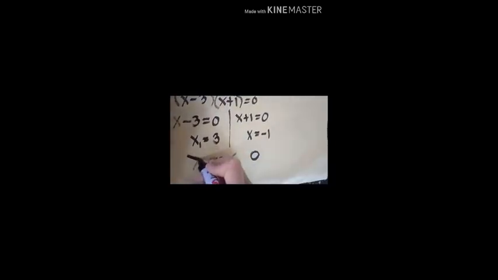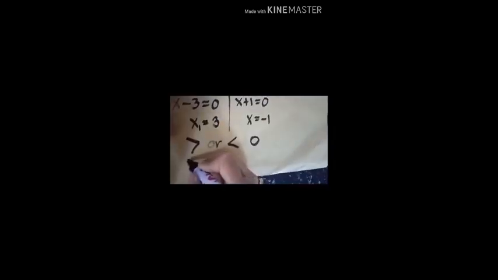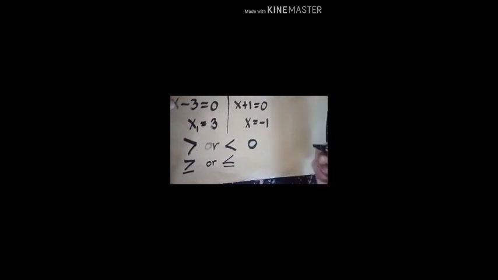So, pag greater than or less than yung symbol na ginamit, i-plot natin yung points by using an open circle or a hollow circle. Pero pag greater than or equal to or less than or equal to symbol yung ginamit na inequality, we are going to make use of a closed circle or a solid circle. Okay?